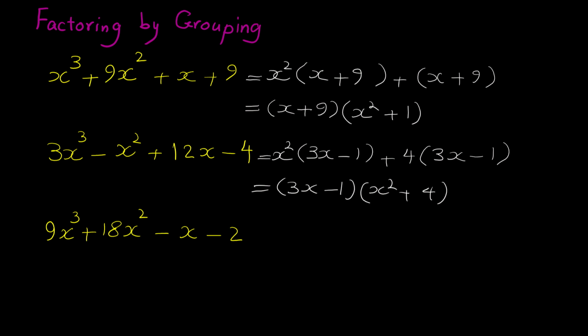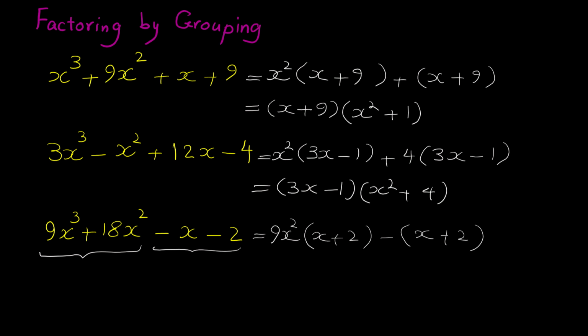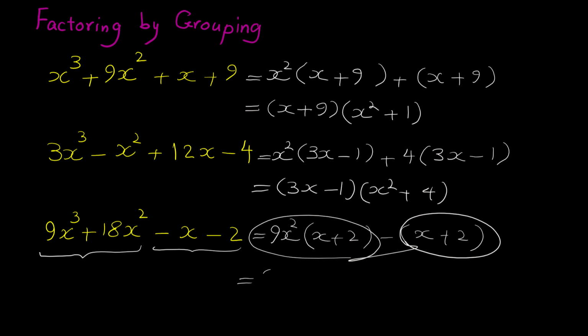Look at the next example here. Now look at this example. We consider these two as a group again. We can factor 9x to the 2 from these two terms, and then we have x plus 2. From these two terms, we can factor a negative. If we factor a negative, then we have x plus 2. And x plus 2 is common between these and these. We factor x plus 2. And then we have 9x to the 2 minus 1.